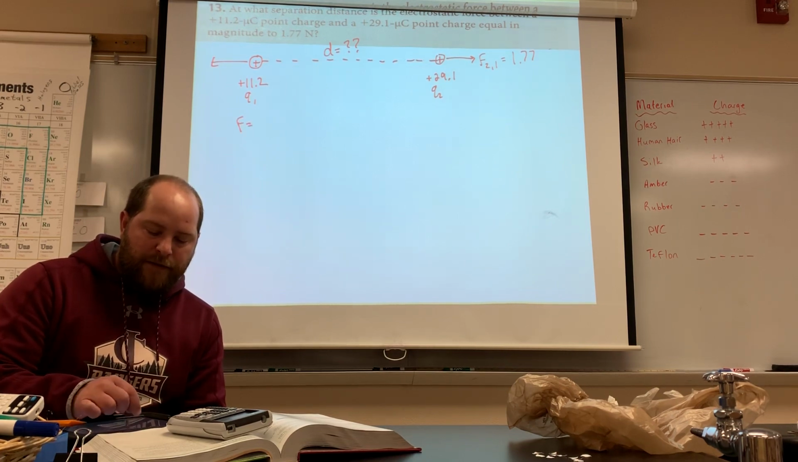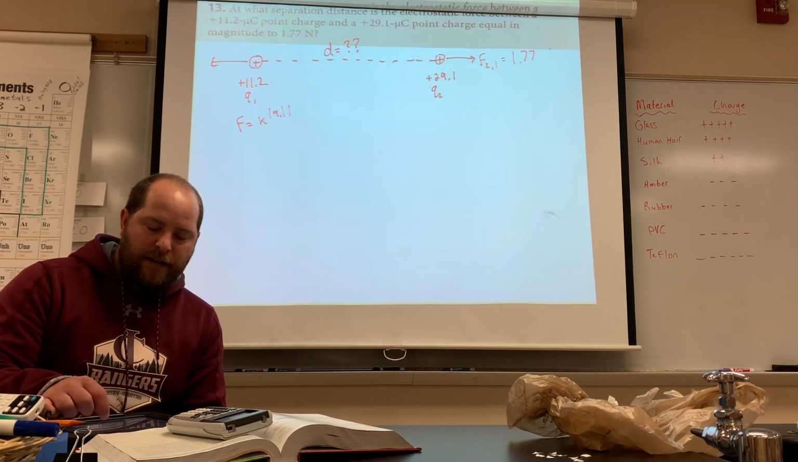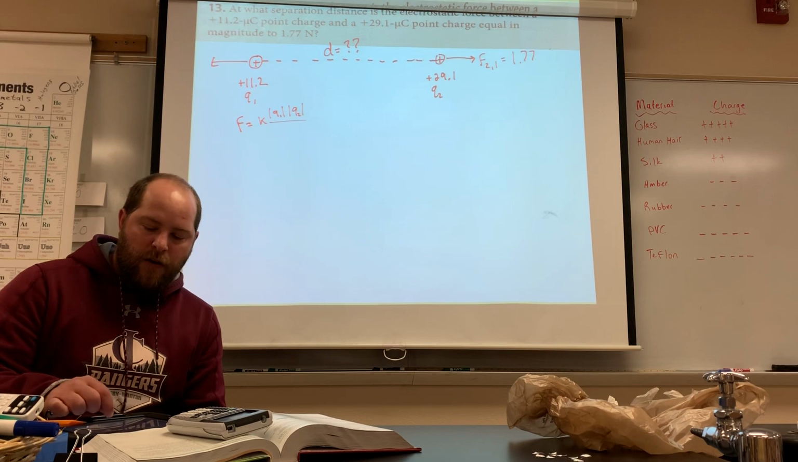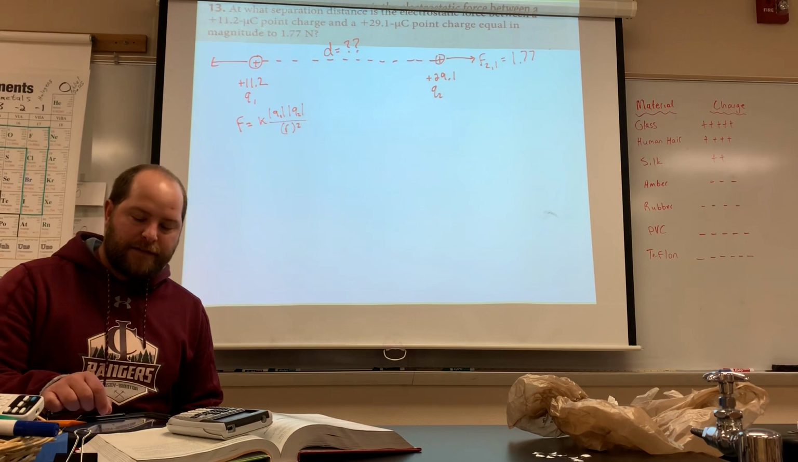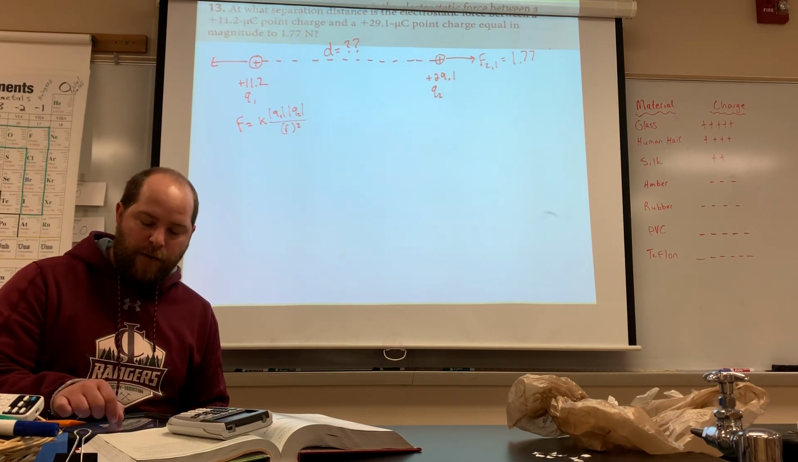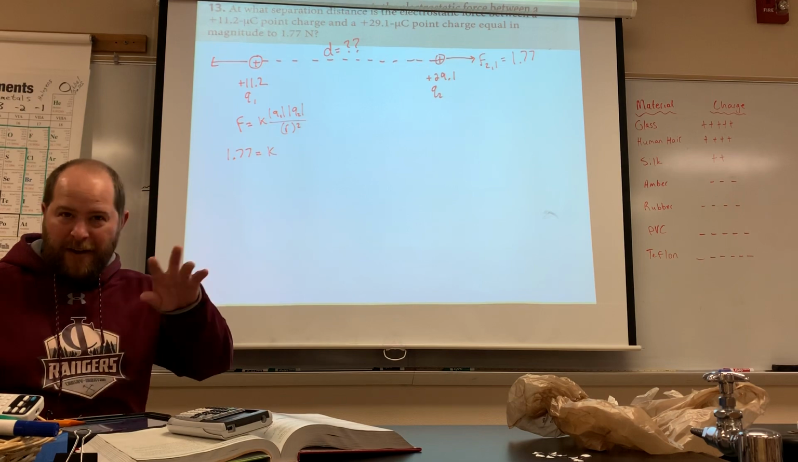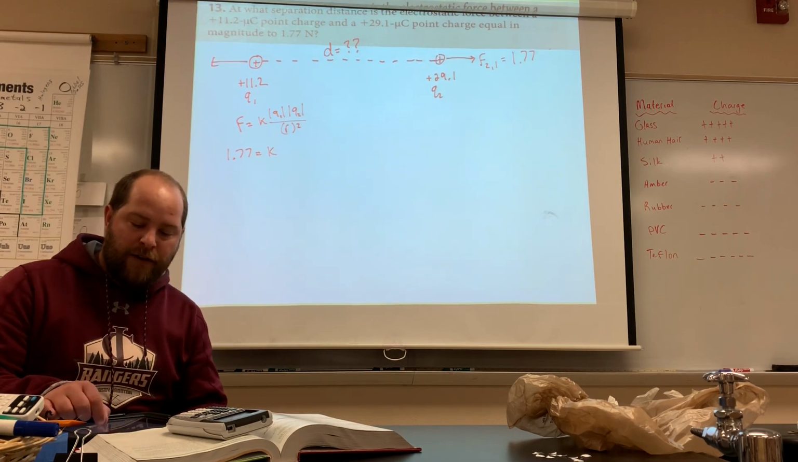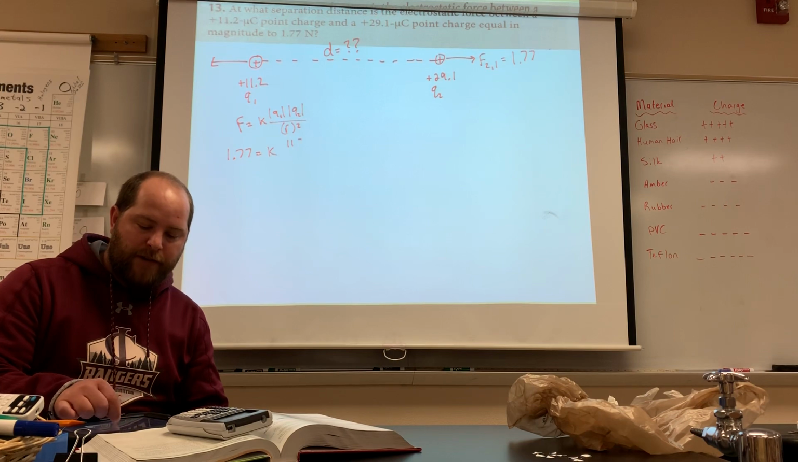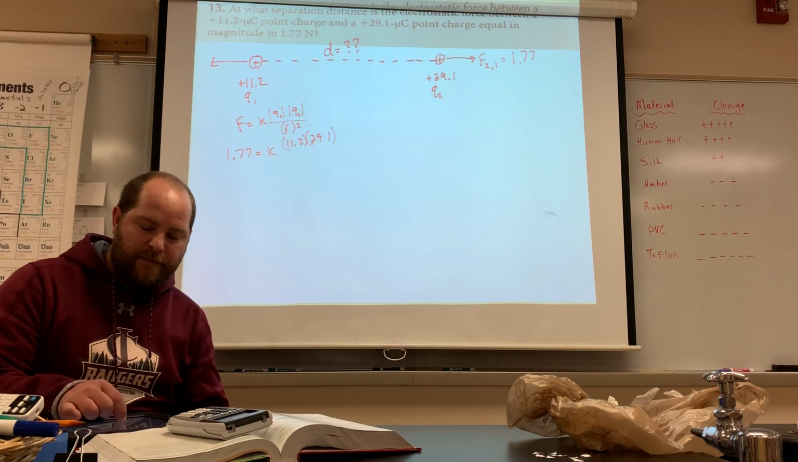So force equals K, and then it's Q1 times Q2 all over R squared. We can plug in the force. We know the force is 1.77 equals K. I'm going to leave that constant. I got that in my calculator. I don't want to write it out every single time. We know the point charges are going to be 11.2 times 29.1 respectively there, all divided by R squared.